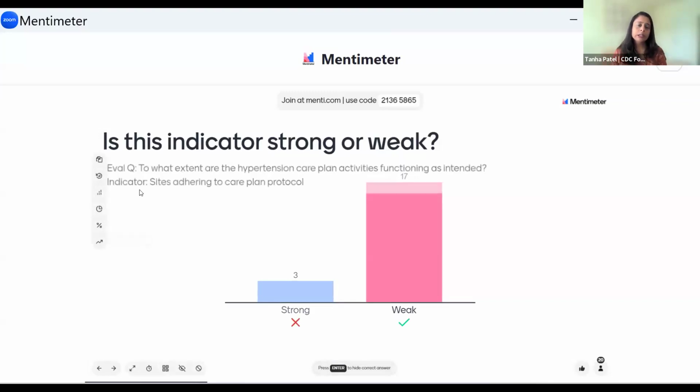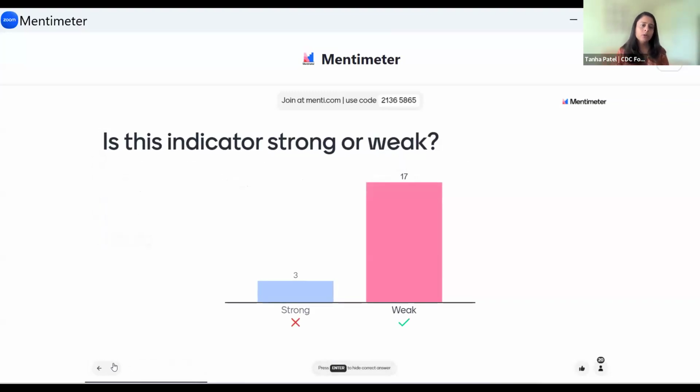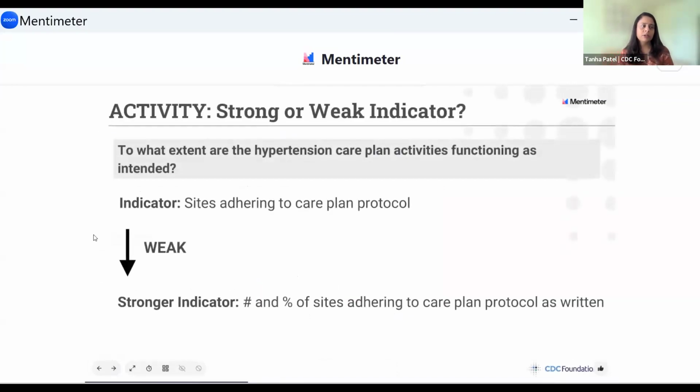And the answer is it's a weak indicator. This indicator is not specific or very measurable. The indicator needs to be strengthened by specifying what is being measured and what adherence means. So an updated indicator could be number and percentage of sites adhering to care plan protocol as written. Next one.